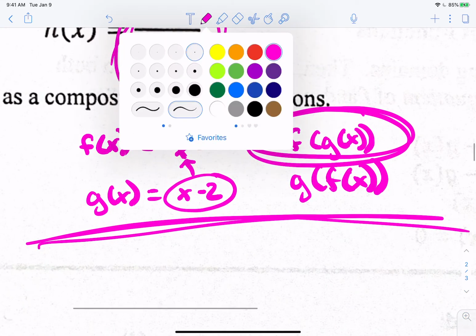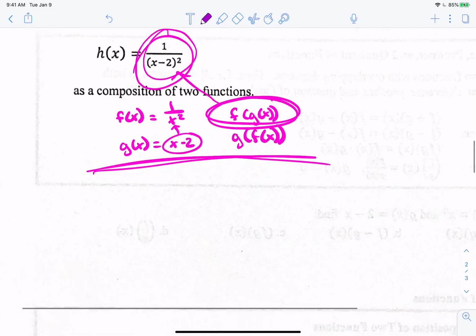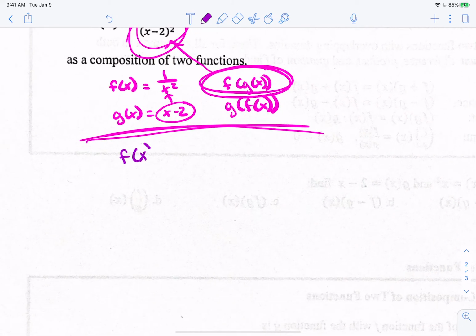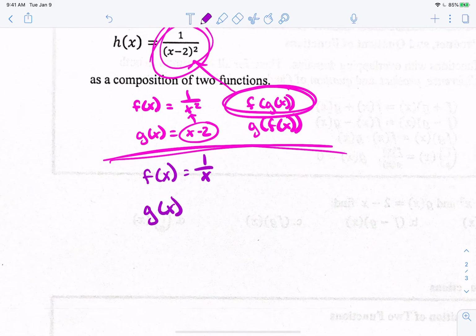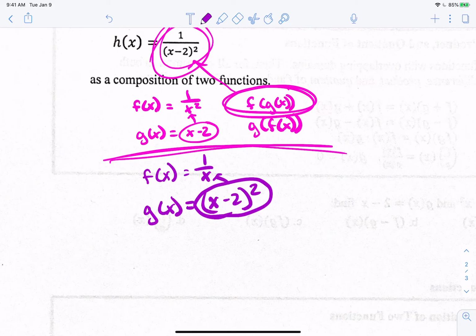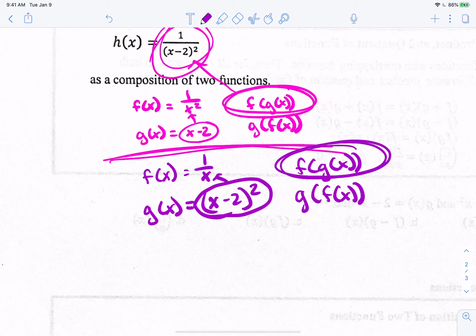Okay, so now there's another way that we could do this. Let's say f of x is 1 over x, not 1 over x squared, 1 over x. g of x would be x minus 2 squared. So now we're taking this guy and plugging him in there. If I plug x minus 2 squared in for that x, will it still get me the original? Yes, it will. Is that f composed of g of x, or is it g composed of f of x? It's the top one. It's f composed of g of x.